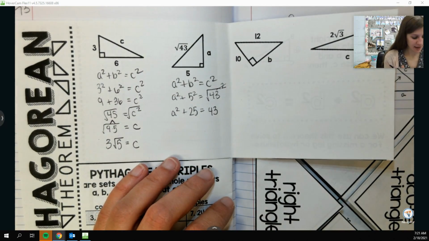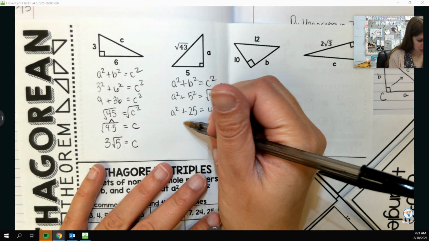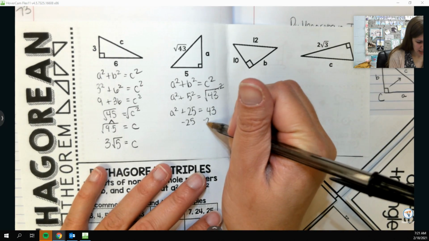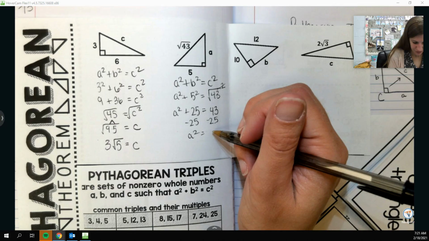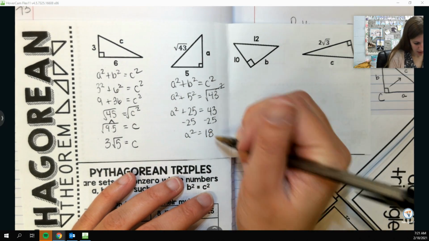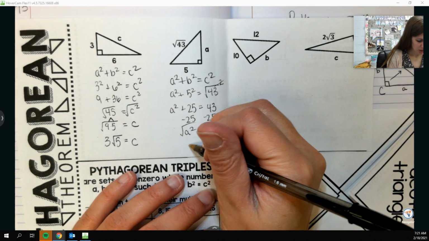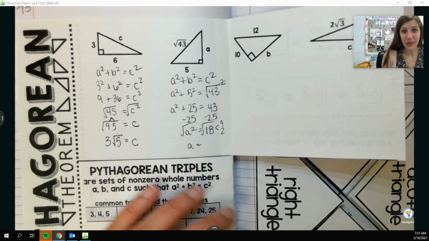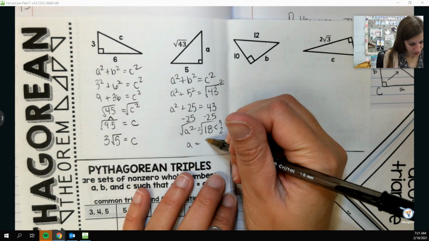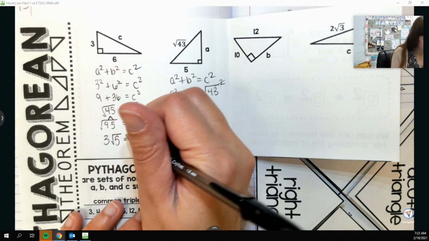That's kind of nice. Now this time though, I can't add up because they're on different sides, so we're going to want to subtract the 25 from both sides. We'll have a squared equals, let's see, 18. And then square root both sides. So a is, well, I think I'm going to break that up again into a 9 and a 2. And square root the 9 for 3 and leave the 2. Let's box up my answers.